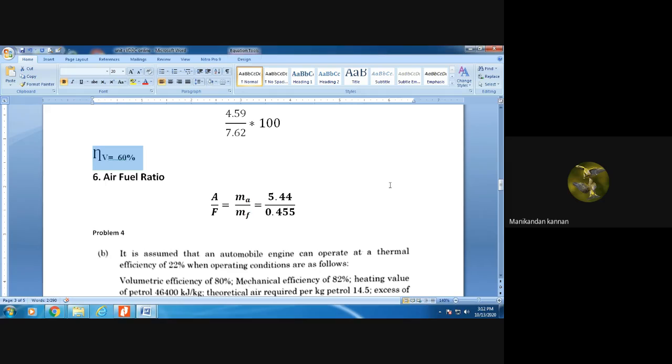Sir, getting the answer 60%. 60.23%. Okay, no problem. Now, the last one is air fuel ratio. Air fuel ratio is mass of air divided by mass of fuel. You remember this term. Either on mass basis or on volume basis.